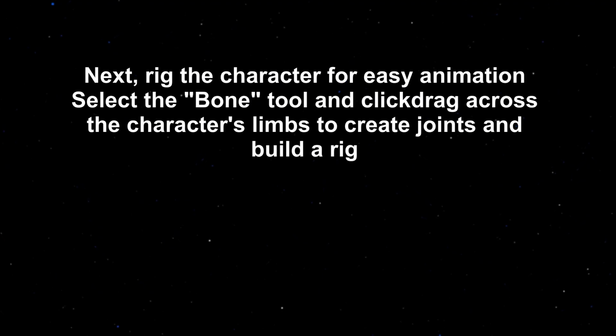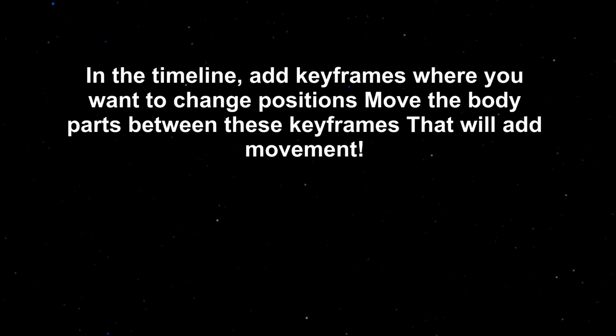Next, rig the character for easy animation. Select the bone tool and click and drag across the character's limbs to create joints and build a rig. In the timeline, add keyframes where you want to change positions. Move the body parts between these keyframes to add movement.